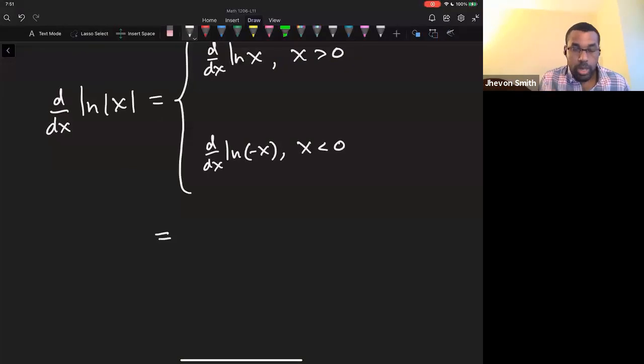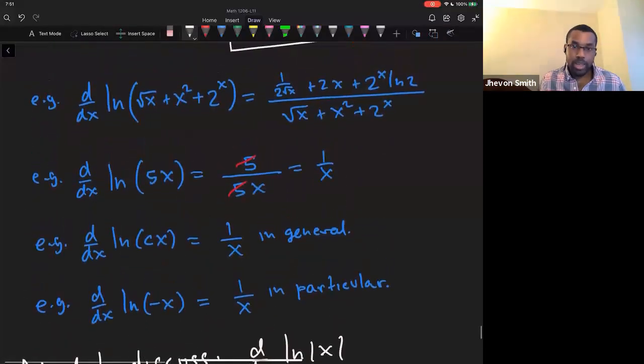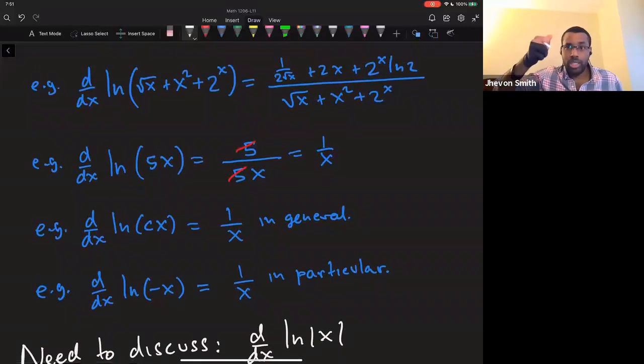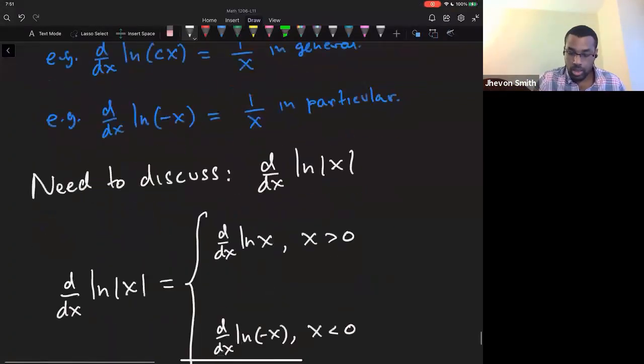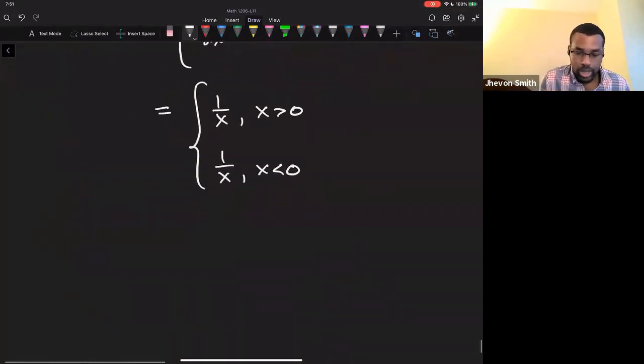Now, based on what we have here, derivative of ln x, we know that's 1 over x. And based on what I just said up here, derivative of ln of minus x is also 1 over x, because you'll just take the derivative of the inside, which is minus 1, divided by the inside, which is minus x. The minuses would cancel. So you also get 1 over x. So it turns out that that is just 1 over x. Of course, if x is not 0.